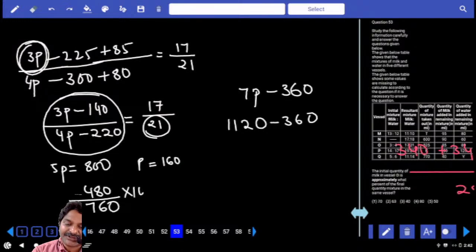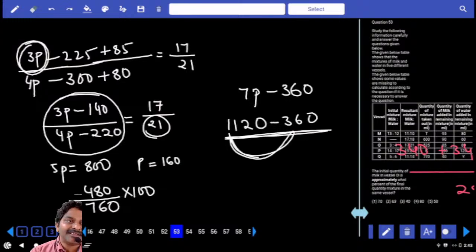760 percentage into 100. Simple subtraction is what I asked here. 1000 minus 300 is 700, 120 minus 60 is 60, 760 total. Right. Now this is what we need to identify.